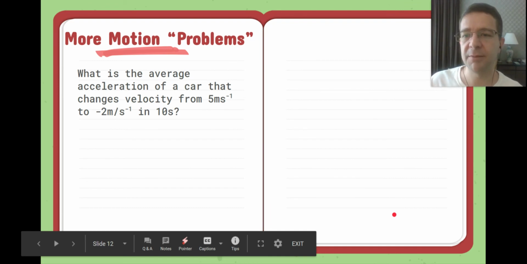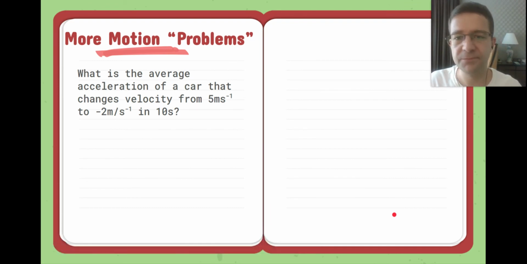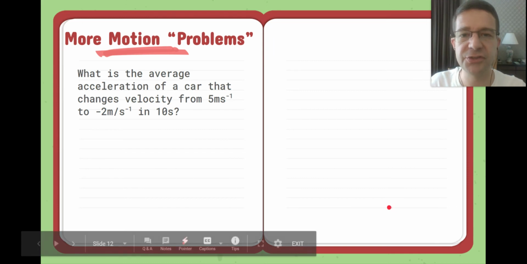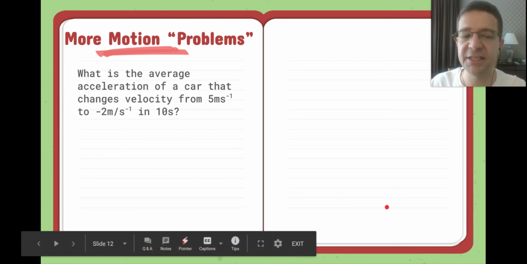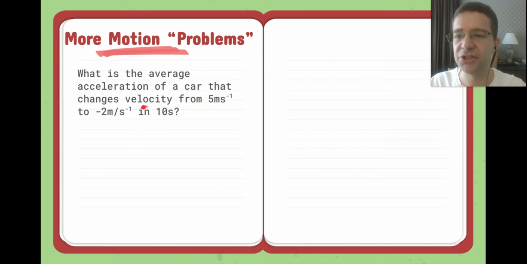Here's a few more motion problems, these involving acceleration. Not much different than the velocity ones, just using acceleration to change velocity instead of velocity to change position. What is the average acceleration of a car that changes velocity from 5 meters per second to, whoops, I made a mistake here, -2 meters per second? This should either have meters per second or meters inverse seconds, not both. Anyhow, this change is happening in 10 seconds.